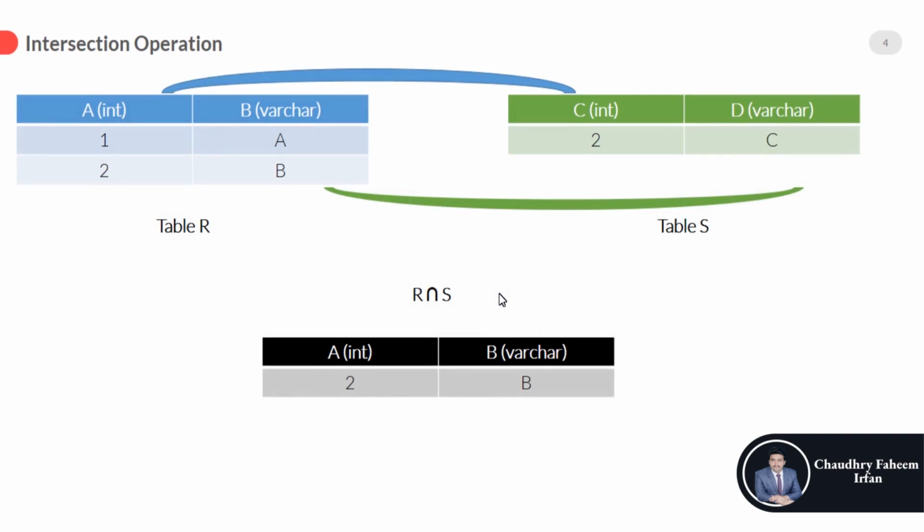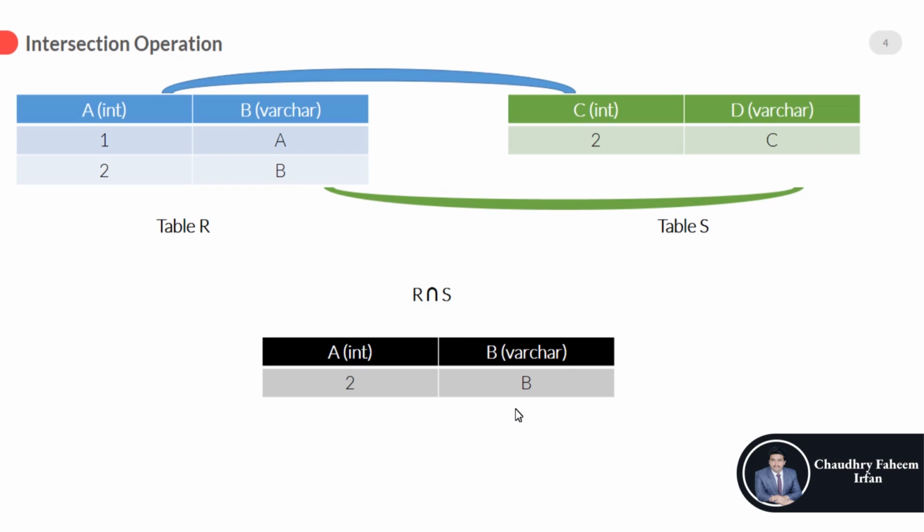Look at the example relations R and S. After applying the intersection operation, the result is here. Only one record is available in R intersect S, which is 2, which is from both.